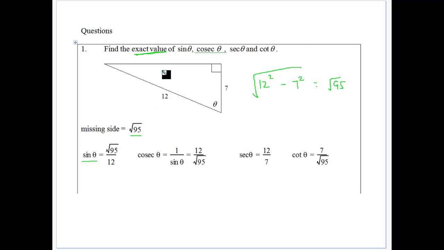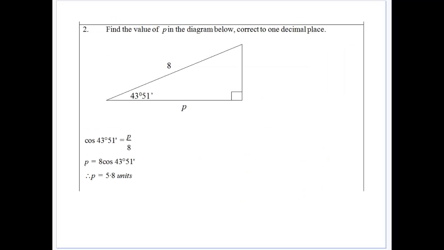So what we're left with is just the square root of 95, because that was root 95, over the hypotenuse, which is 12. Cosecant is 1 on sine, so we take the reciprocal. Remember, we talked about reciprocal ratios, so it's 12 on root 95. Secant is 12 on 7, because that's the same as 1 over cosine. As we said before, cosine was 7 over 12, so this becomes 12 over 7. Cotangent is the same as 1 over tan, and tan is the opposite on the adjacent, so we get the adjacent on the opposite and get 7 on root 95. So there's how we can find that one.